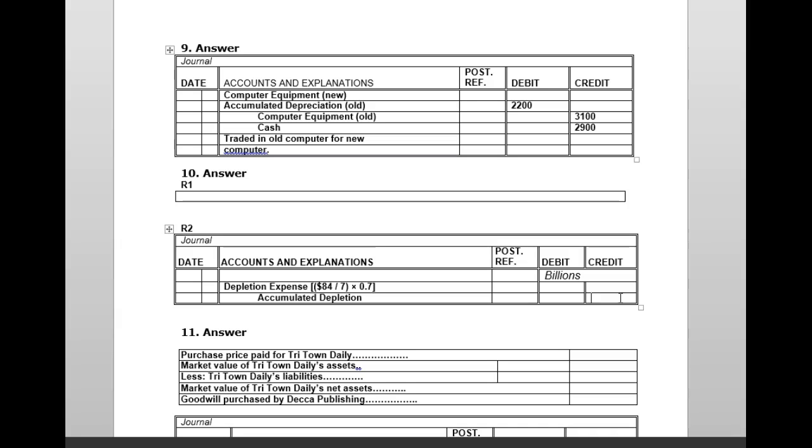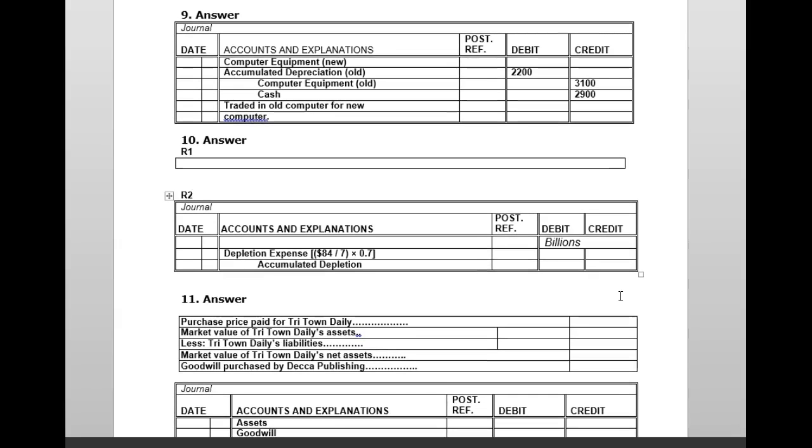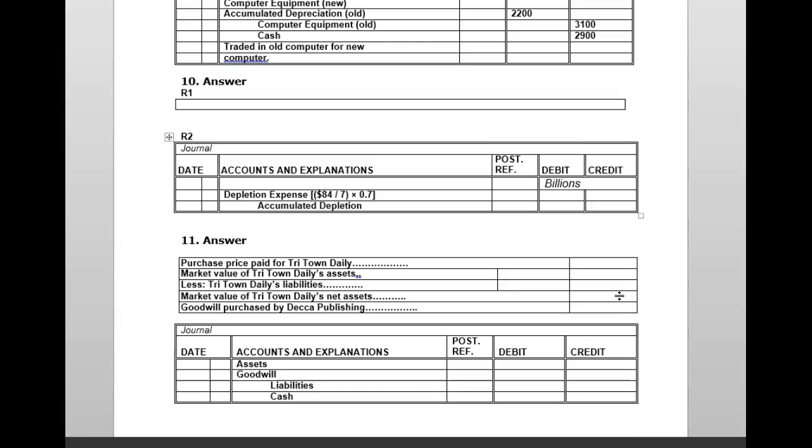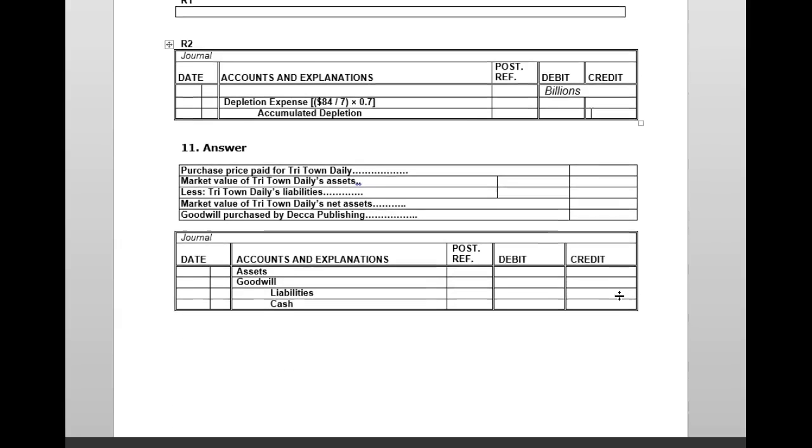So if you look at minerals and oil and natural resources, you would use a unit of production method, and it kind of works very much like accumulated depreciation, only it's called accumulated depletion. So, do we do 11? Yes, we do. This one's talking goodwill.